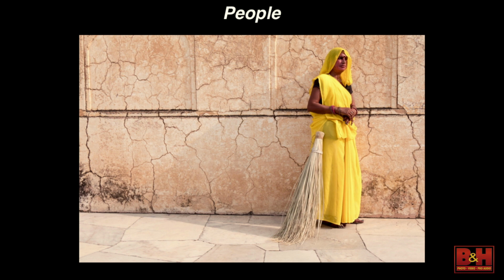Here a woman at the Amber Fort in Jaipur. So her and a bunch of her ladies will sweep up the fort. So that's a broom that she's got there. But just these stunningly beautiful colors that you'll see in India.